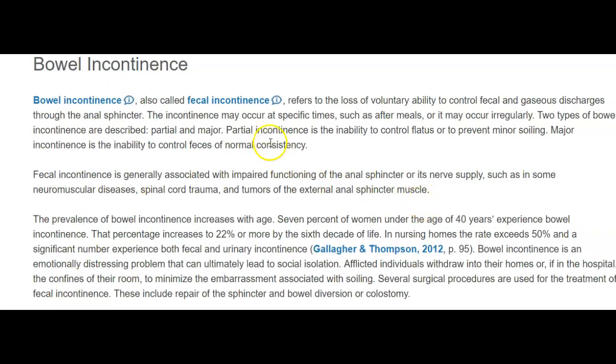And here is something I felt while reading your chapters: bowel incontinence. This is on page 1217. I just tried to highlight the areas that I thought were important. Of course, the entire book and the chapters are important that we should read.